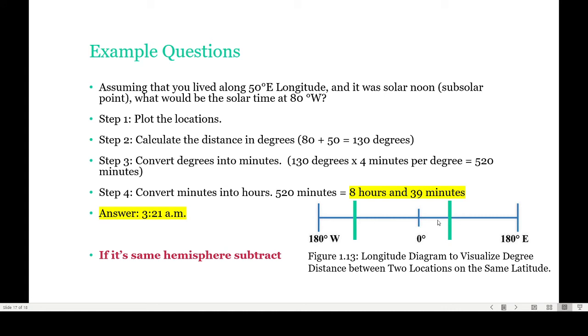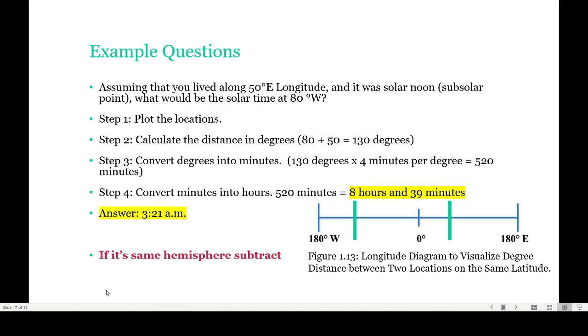Since we're trying to figure out the time of this location, we know that it is to the westward side of the prime meridian, so we know the time is earlier. So it's 8 hours and 39 minutes earlier than 12 p.m. So the answer is 3:21 a.m. That is the solar time at this longitude.